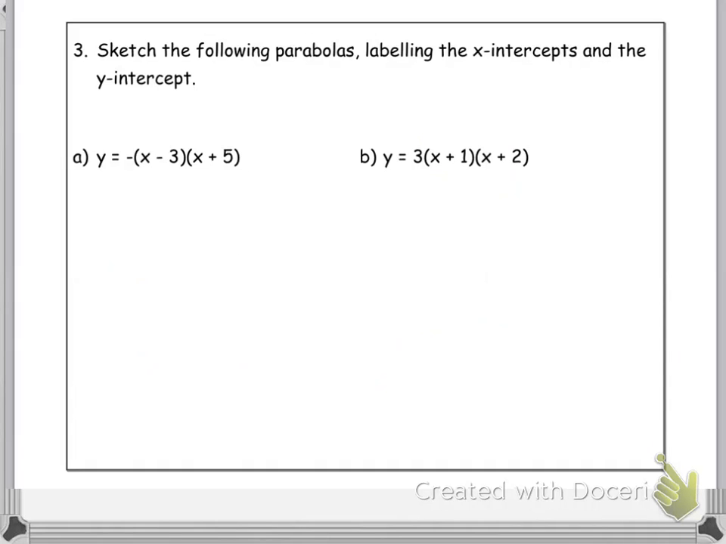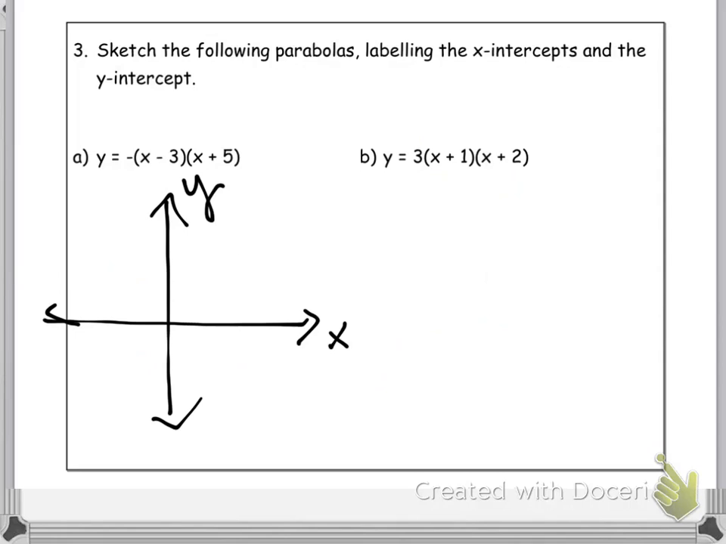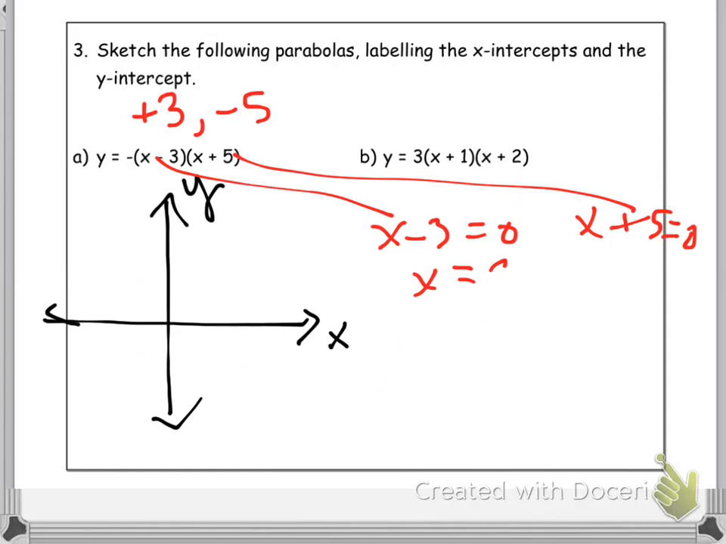Okay, now we'll review parabolas. Sketch the following parabolas, labeling the x-intercepts and the y-intercept. So, sketching a parabola, x-y axis. My x-intercepts are positive 3 and negative 5, because when you take information out of brackets in an equation, you change the signs. Or because x minus 3 has to equal 0 and x plus 5 equals 0, the way they're written here, but then you solve for x, which changes the signs. That's another explanation for it.